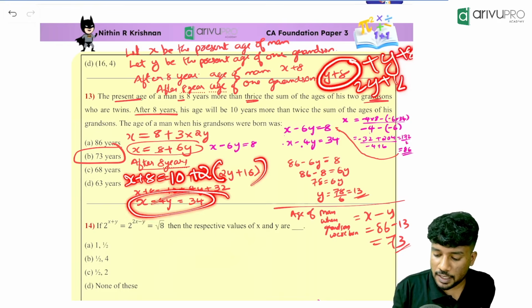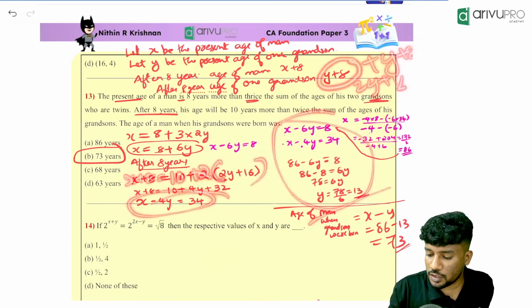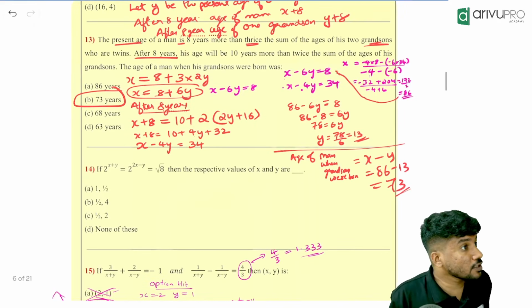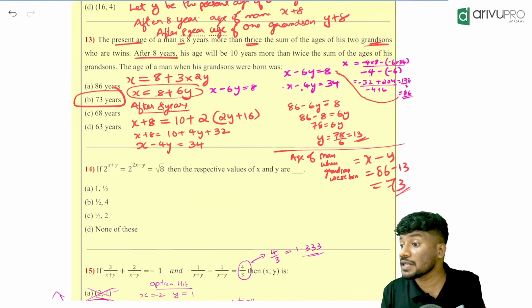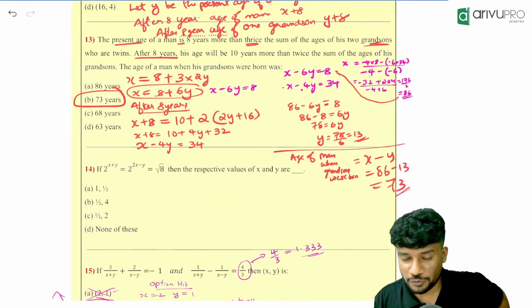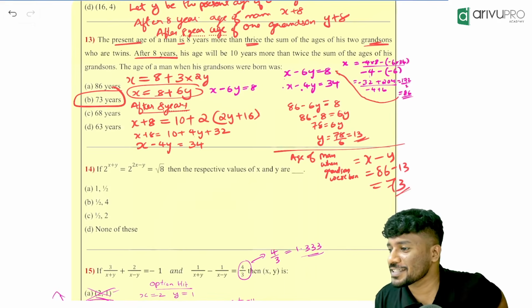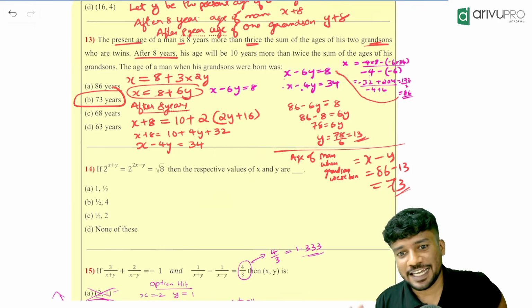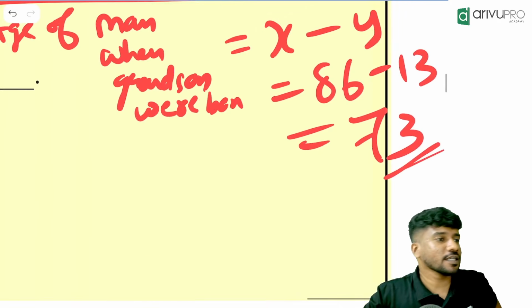It will be 2Y plus 16. Then open the bracket, rearrange it, solve the equation. You will get 4y. Then they are asking for what? The age of the man when the grandson is born. How much is it? That is the present age of the man minus the present age of the grandson, which is equal to how much? 73.